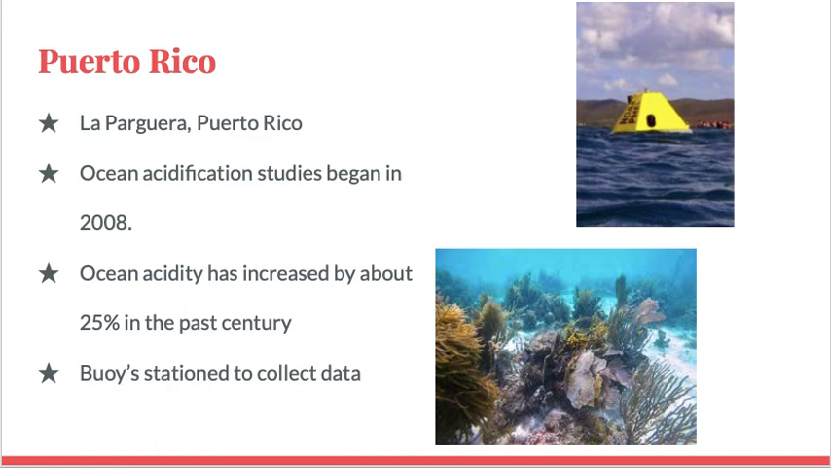Ocean acidity has increased by about 25% in the past century. It is predicted that it will continue to increase unless something is done. Warming of the ocean water and ocean acidification can harm the marine ecosystem and the economic activities that depend on them in Puerto Rico.